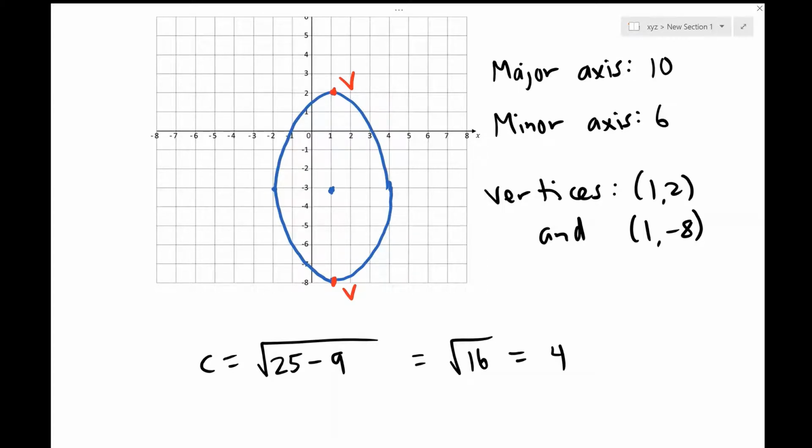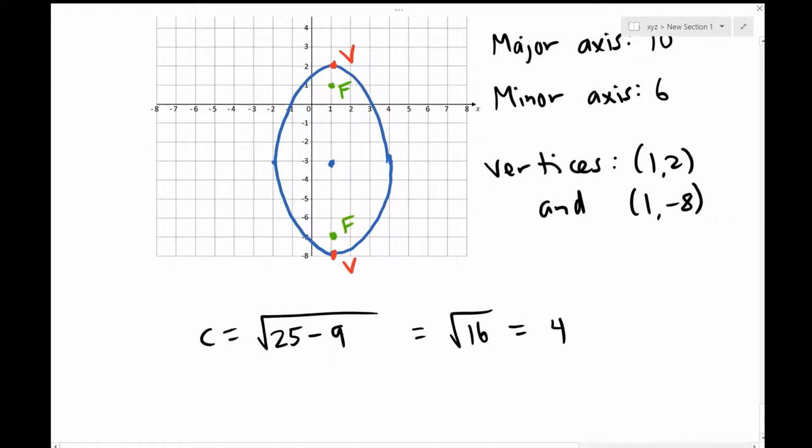So what we need to realize here is that the foci are going to be 4 units above and below the center. So in this case, if I count 4 units up, I'll have one focus here. If I count 4 units down, I'll have another focus here. And so the coordinates of the foci, in this case, will be (1, 1) and (1, -7).